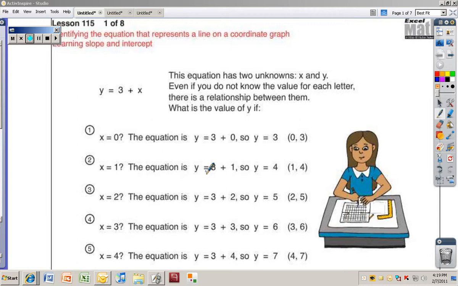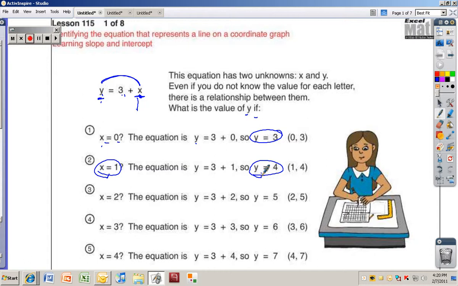This equation has two unknowns, x and y. Two numbers that are missing. Even if you do not know the value for each letter, there is a relationship between them. What is the value of y if there's a relationship between these two? If x is 0, then y is 3, because 3 plus 0 is equal to 3. If x is 1, then y is 4, because 3 plus 1 is 4.